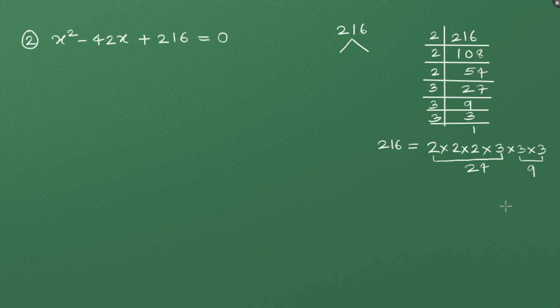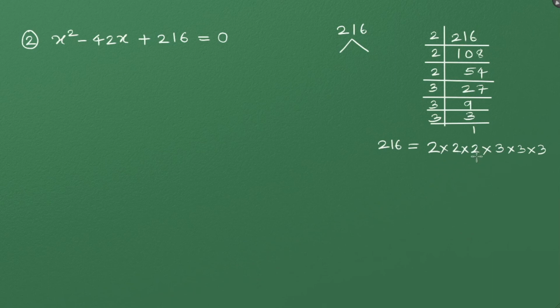Now let us try the other two numbers. We can take this. 2 times 2 is 4, 4 times 3 is 12, the first factor, and the other factor is 2 multiplied by 3 is 6 and 6 multiplied by 3 is 18. Again 12 and 18 is not going to give us 42, so again 18 and 12 also are not the factors.